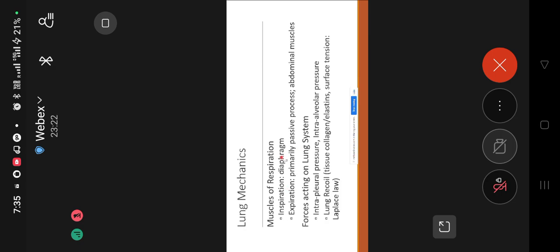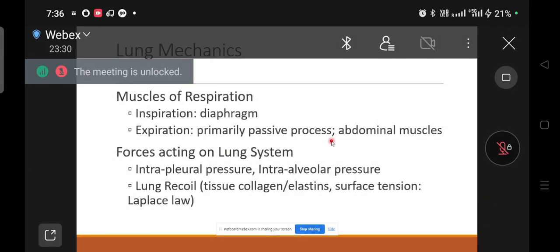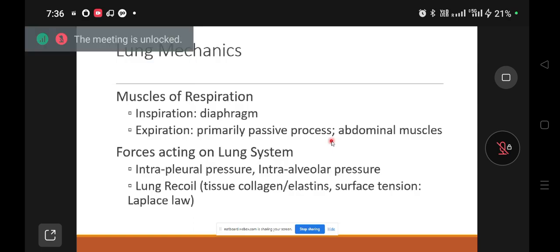And expiration is primarily a passive process, where the elastic recoil in the abdominal muscles recoil so that whatever air has come during the inspiration is just expelled out. So there are various pressures or forces which are acting in the lung system.